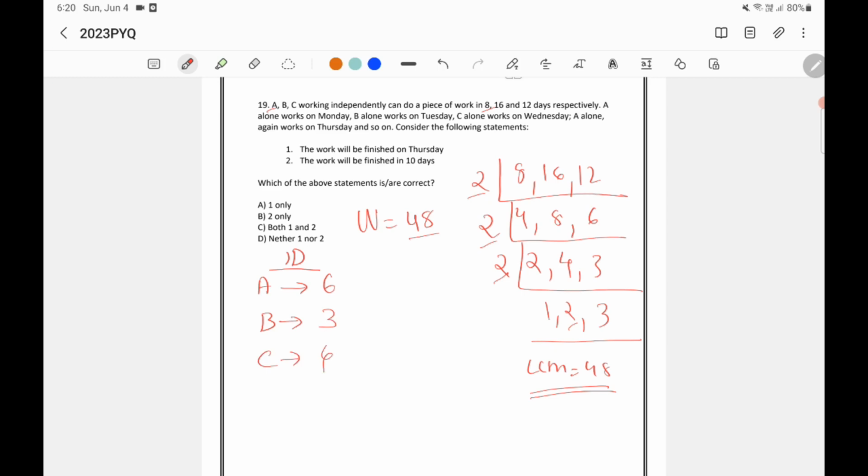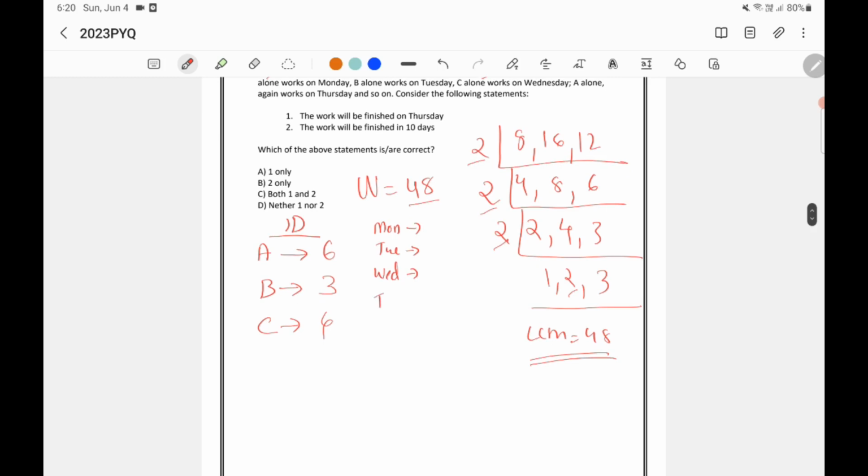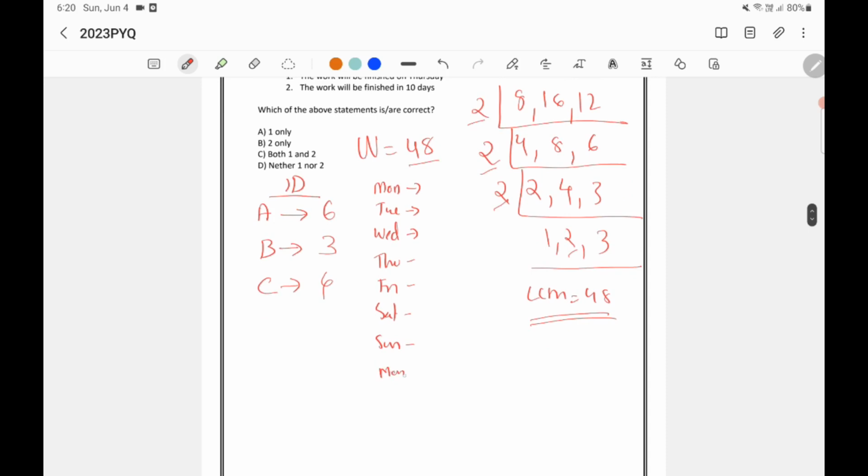Now, without doing all other thinking, just write these days. The work is starting on a Monday, so Monday, Tuesday, just write like this. You don't need to do all other calculations. Wednesday, Thursday, Friday, Saturday. So the work is going like this: Sunday, Monday, Tuesday, Wednesday, Thursday, Friday.